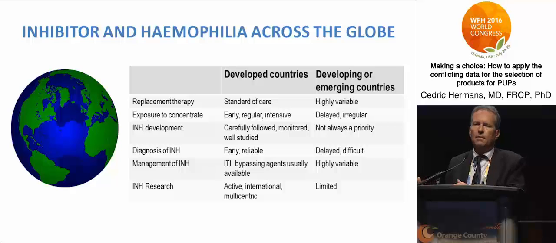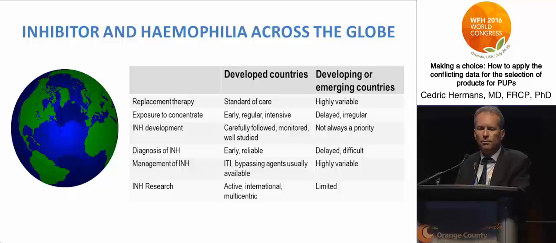Well, clearly, you only develop antibodies against factor VIII if you are exposed to factor VIII, if you benefit from replacement therapy. We know that replacement therapy is standard of care in developed countries, but is much more variable in developing or emerging countries. That means that in developed countries, the exposure to exogenous factor VIII usually occurs early, is regular, and can be very intensive. In less developed countries, it can sometimes be very delayed and very irregular.